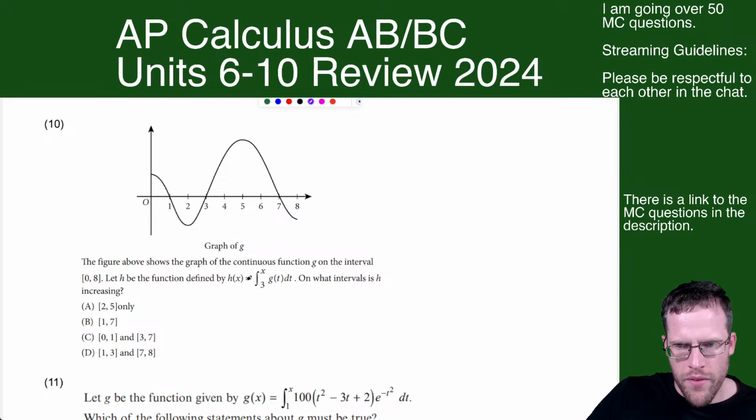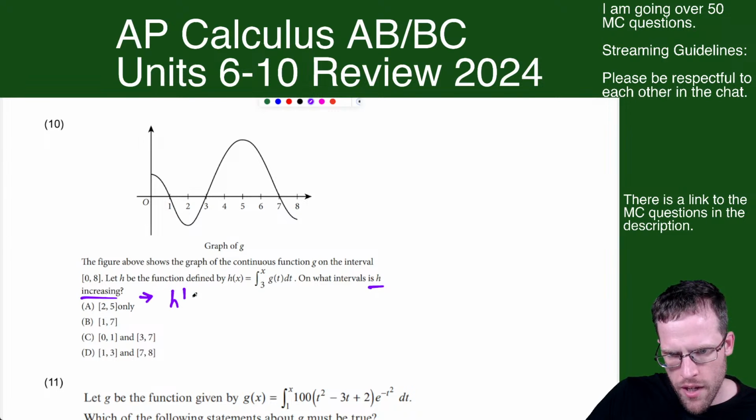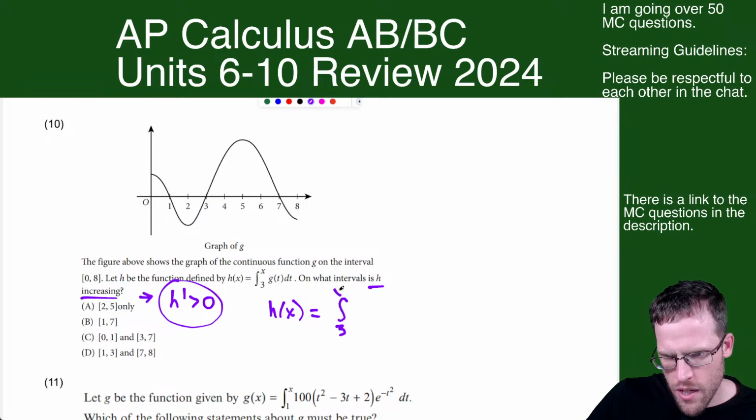All right, so this one we have h of x equals this. On what intervals is h increasing? So for h increasing, I'm thinking h prime greater than 0. That's the idea. This is what we're looking for. So I'm going to take this equation here and I'm going to differentiate both sides. And there's that big formula I was talking about.